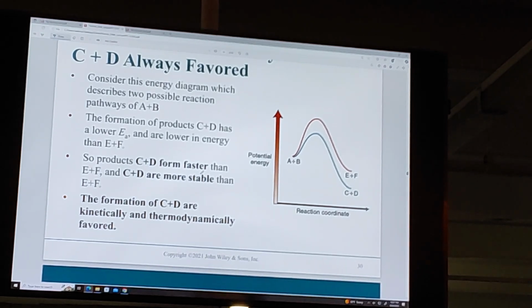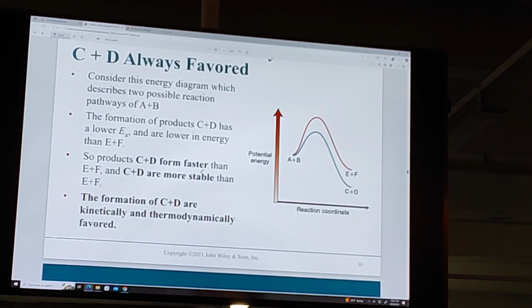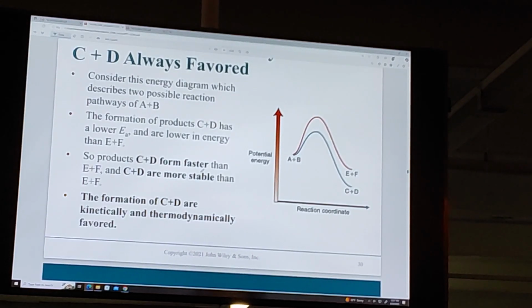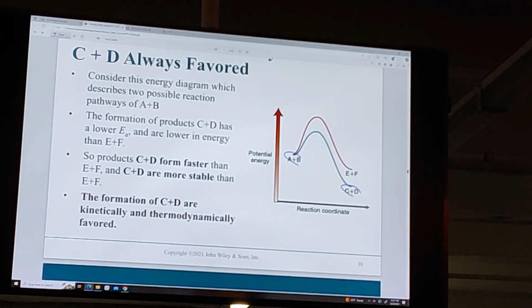So a reaction could be thermodynamically or kinetically favored, and that means it could be fast but doesn't happen, or it could be favored that it will happen but it will be slow, and it could be both. When you have an energy diagram, all the energy diagrams you've seen so far are something like this. That means reactants go to product, and this is known as the transition state.